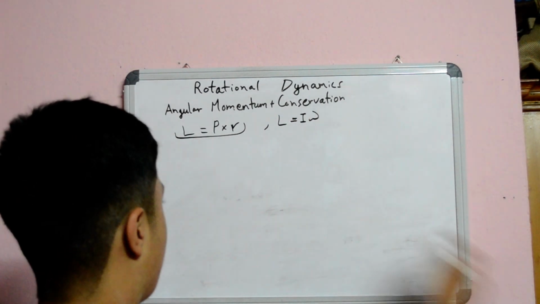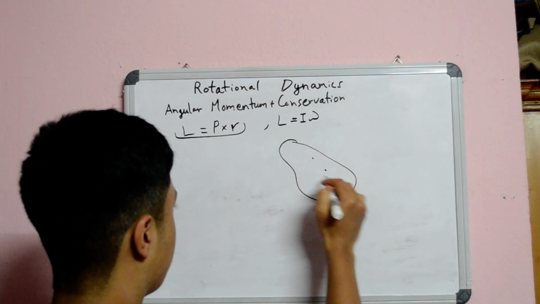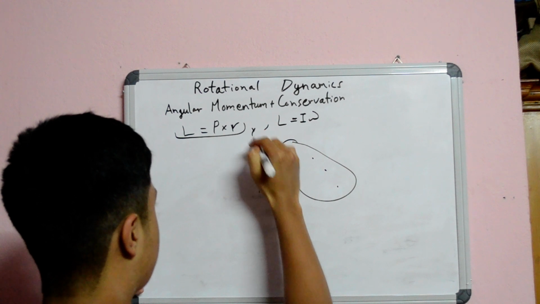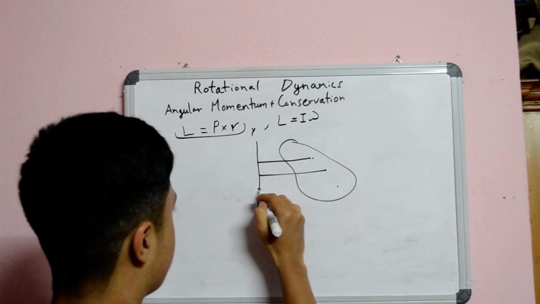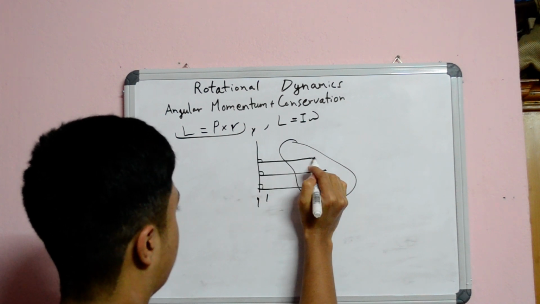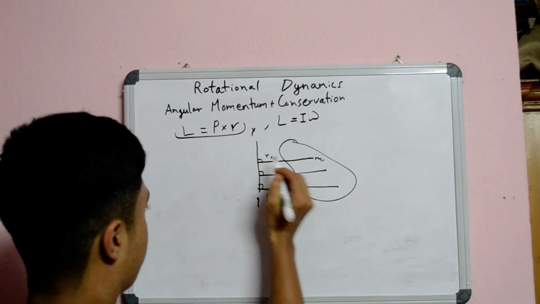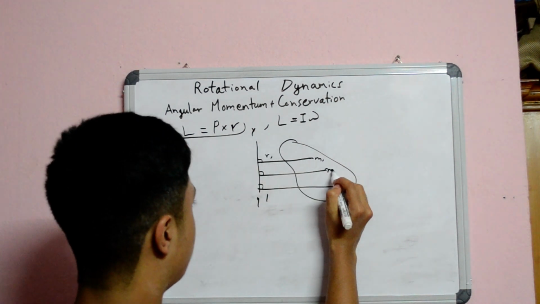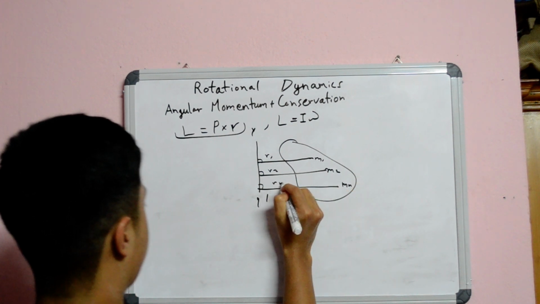Here what we always do is take a rigid body with n number of particles, and we have an axis of rotation, y dash, and we take their perpendicular distances. So here is a particle having mass m1 with perpendicular radius r1, m2 with r2, and so on for mn, rn.